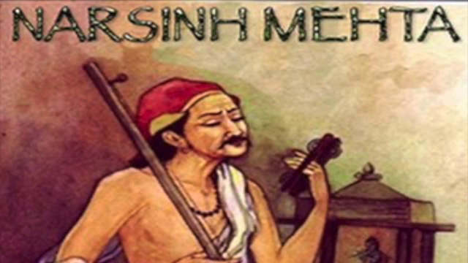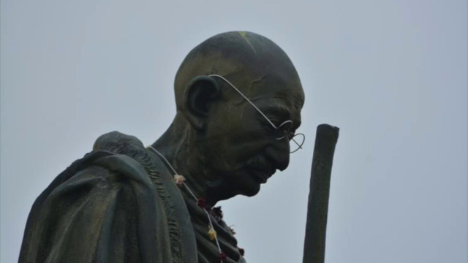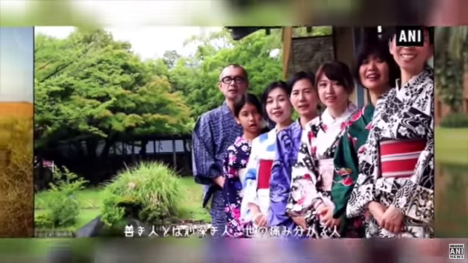The piece I want to look at is from the 15th century, and I picked this for a couple reasons. Compared to some Indian classical music, this is relatively simple. The range of the melody is only one octave. Also, this was a favorite of Gandhi, so it's kind of well known around the world.